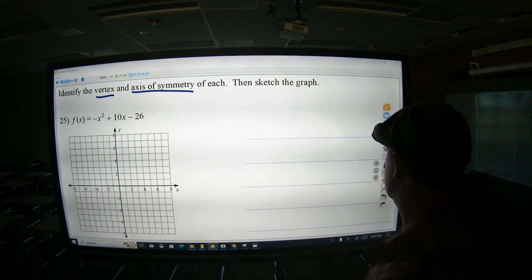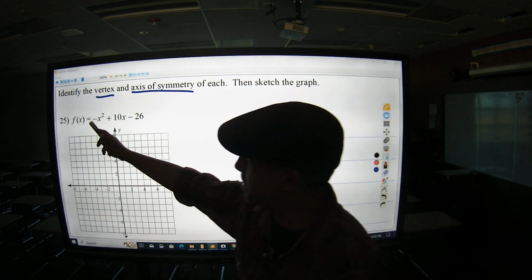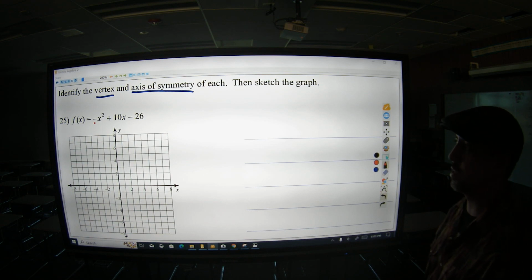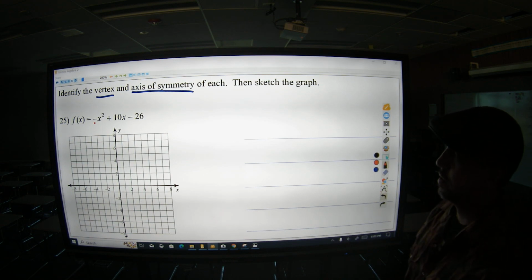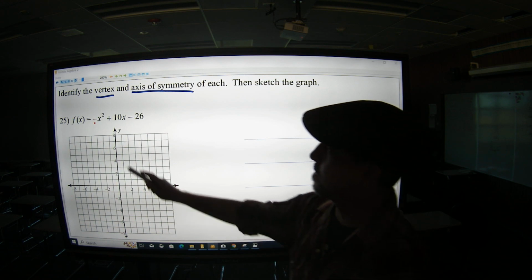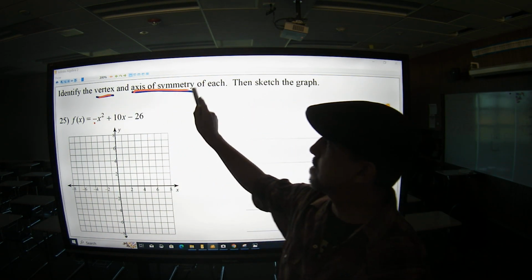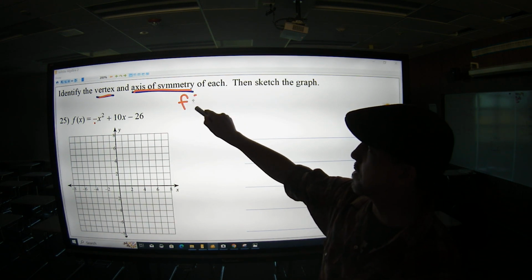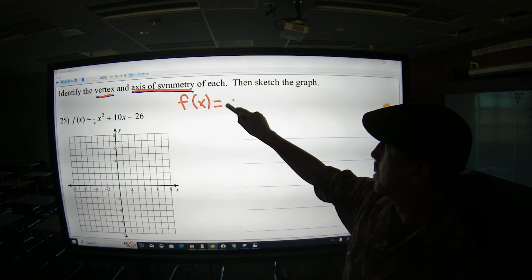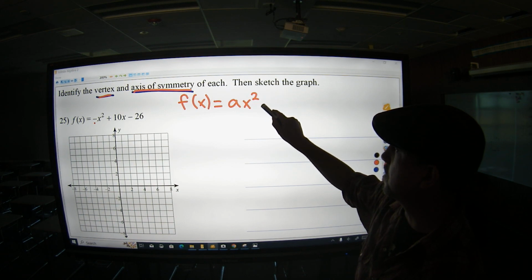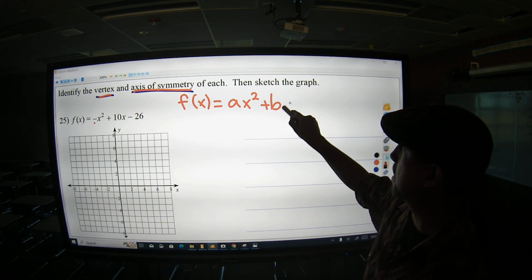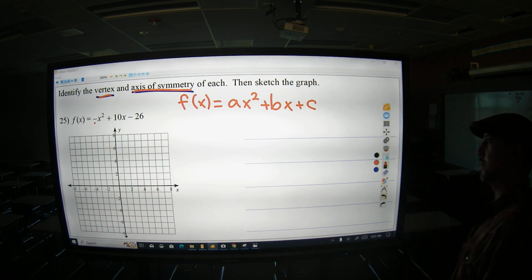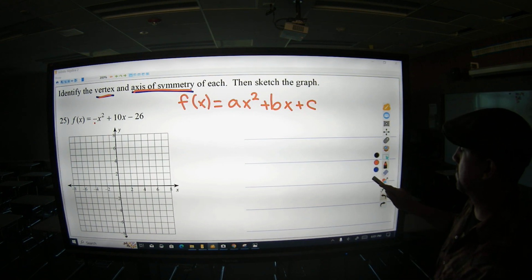So we're going to have to do some other work. Of course, we should notice that there's a leading negative. So that should tell me that this is going to be a sad face. So once we do find the vertex, we know we're going down. And once we find the vertex here, we're also going to find the axis of symmetry. So let's break this down, because standard form has a special formula that we're going to use so that we can find the axis of symmetry. And then just like before, we'll plug that in to help us find the y-coordinate of the vertex.